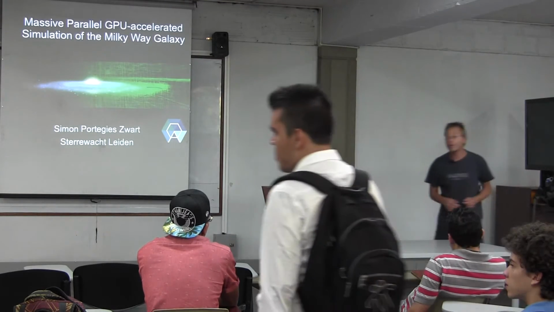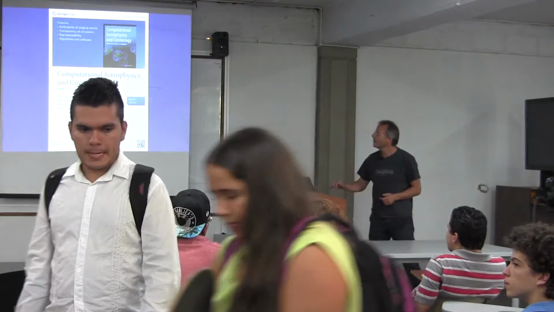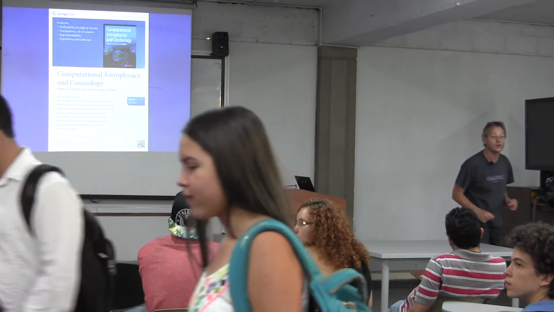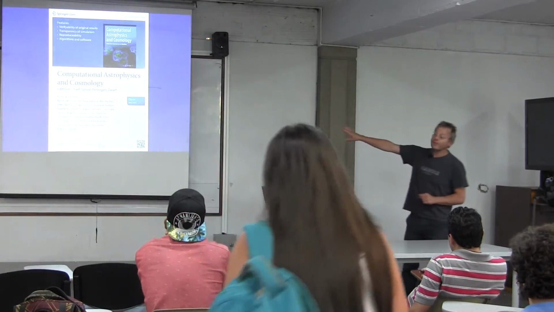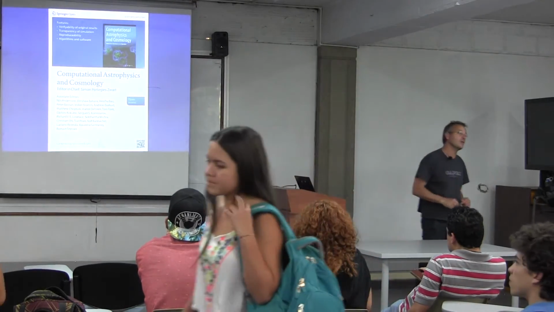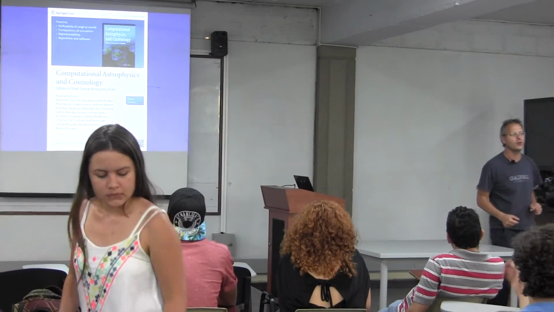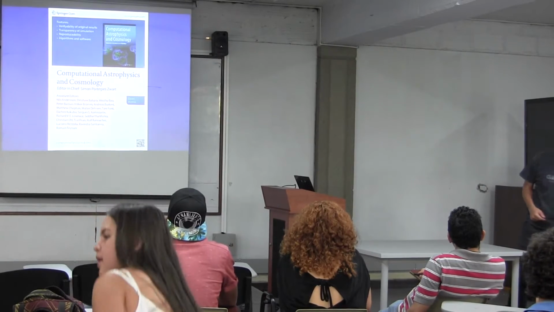So in order to solve this problem, we started our own journal, which is called Computational Astrophysics. And I happen to be the editor-in-chief, but before I was the editor-in-chief, there was another editor-in-chief, and he said the journal should be called Computational Astrophysics and Cosmology.